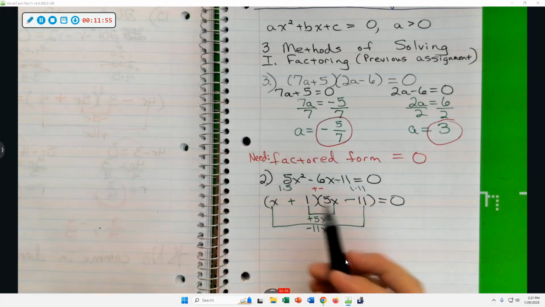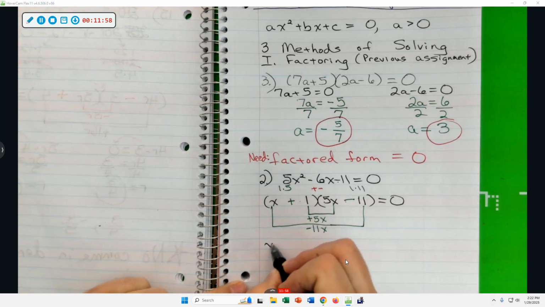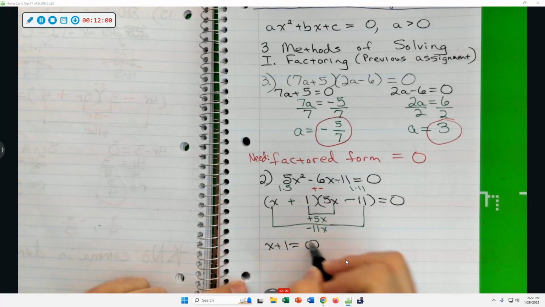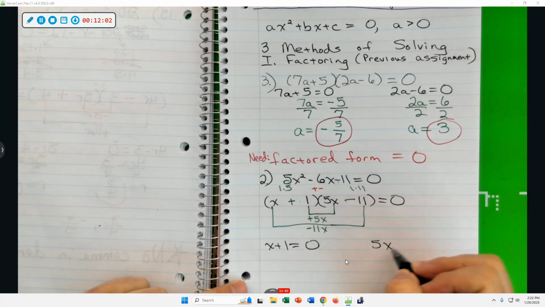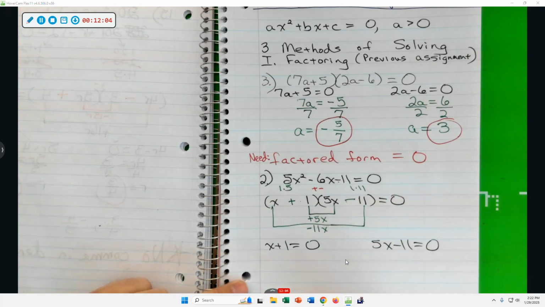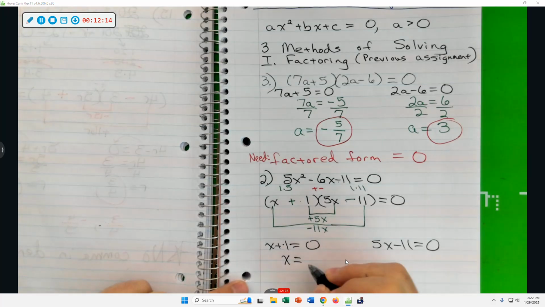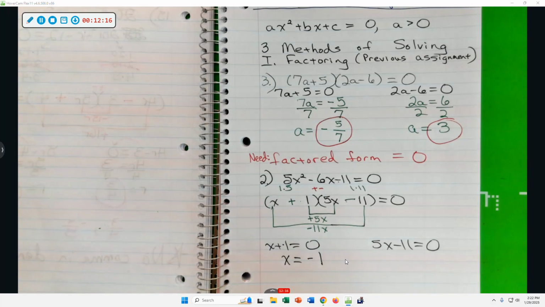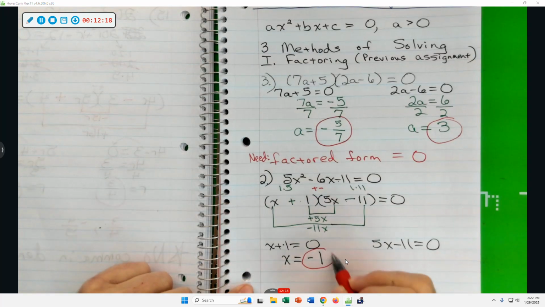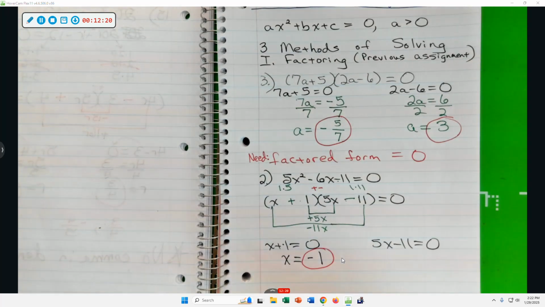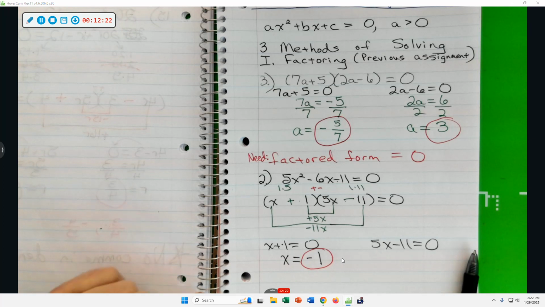Set each factor equal to 0 then. X plus 1 equals 0. 5x minus 11 equals 0. This one's nice. It's a one-step equation. X equals, what am I going to get? Negative 1. You subtract 1 from both sides. So there's one of my answers. Now this one. What will I do first?